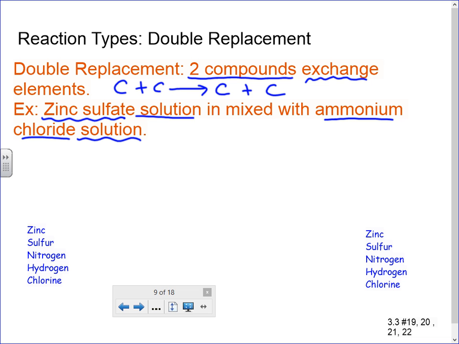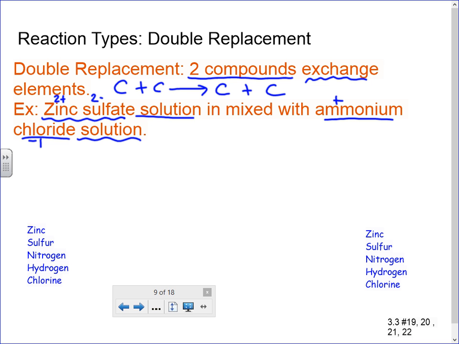So first step, think about charges because I'm making compounds. Zinc is 2 positive, sulfate 2 negative. Ammonium is +1, chloride ions are -1. Notice how I wrote down all the charges with the question. I did that on purpose because I'm going to need them more than one time, and rather than having to look them up again or go back or rewrite things, I just jotted them all down here.